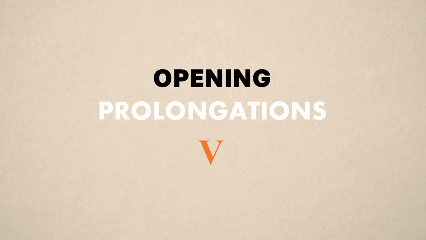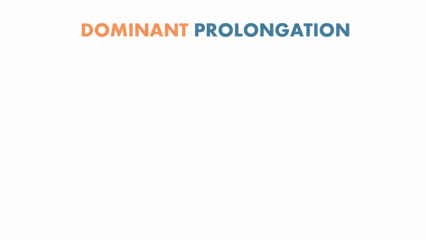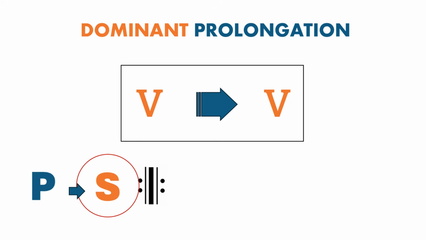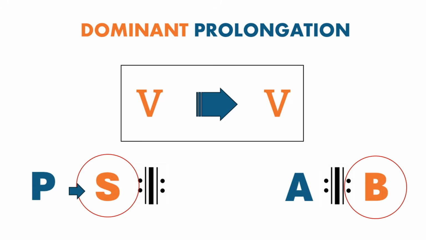Opening dominant prolongations. In classical music, dominant prolongations appear mostly as post-cadential passages, which is something we'll discuss in future videos. However, there are two places in which dominant prolongations may function as opening gambits: the secondary themes in the sonata form and the beginning of the second part of small binary forms.